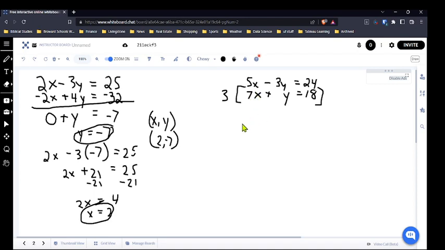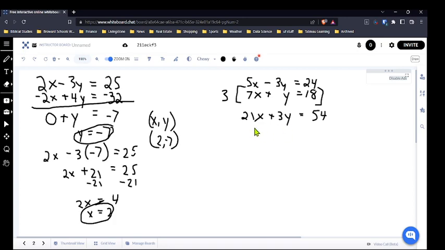Okay, so what I'm going to do is I'm going to go ahead and do that. So 3 times 7x is 21x. And then 3 times y is going to be 3y, which is exactly what I want. And then 3 times 18, and don't forget to multiply the number over here, that's going to give me 54. So I just adjusted my second equation in order to create a 3y situation.